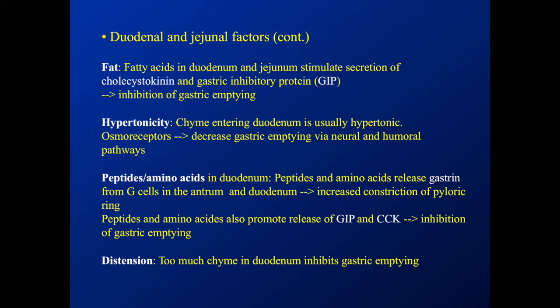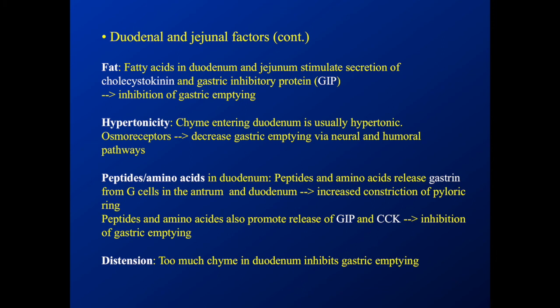Hypertonicity: as chyme comes into the duodenum, it's usually hypertonic. Water is then dragged into the duodenum. These osmoreceptors sense that and then decrease gastric emptying via neural and humoral pathways. Peptides in the duodenum will stimulate gastrin from G cells in the antrum and duodenum, and this increases the constriction of the pyloric ring, and that will prevent gastric emptying.